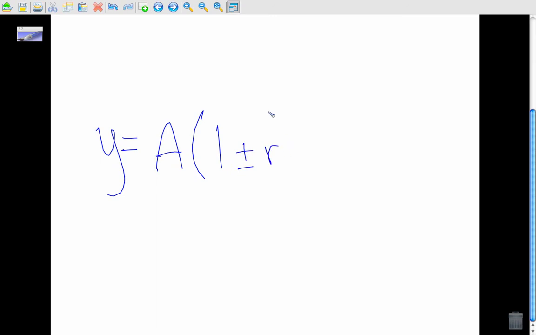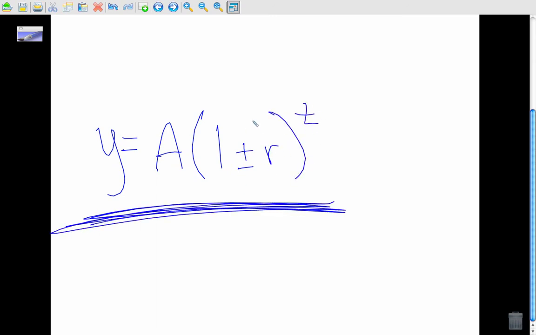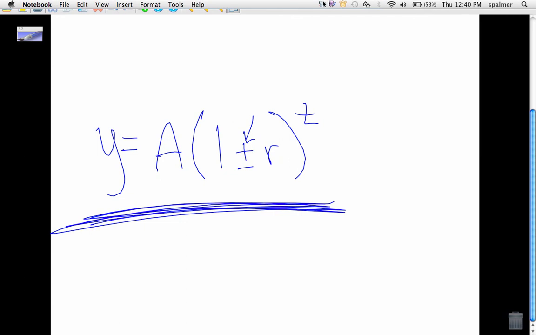That should hit us up for growth and decay. The big thing to remember, and I'll write it on a whole new slide here, is this. Y equals A, parenthesis, 1 plus or minus R to the T. This formula is used for both growth and decay. The only thing that changes would be the sign right there.